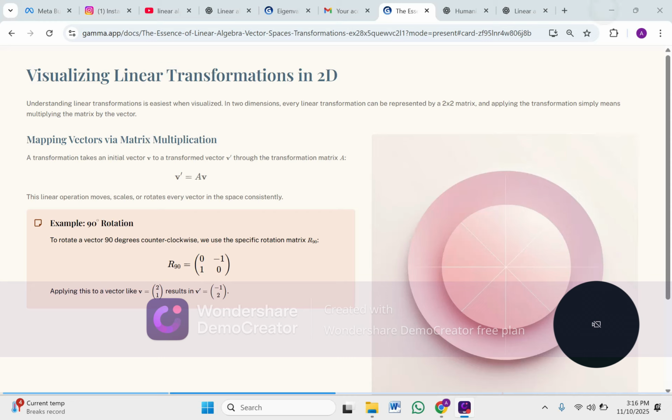As you can see, the example is already shown in the slide. So let's go through it. We can take the example of the 90-degree rotation. To rotate a vector 90 degrees counterclockwise, we use a specific rotation matrix for 90 degrees. Here you can have a look at this.